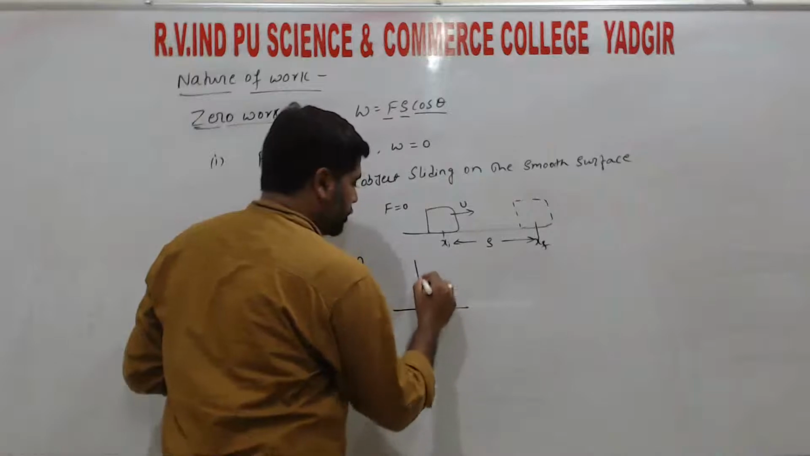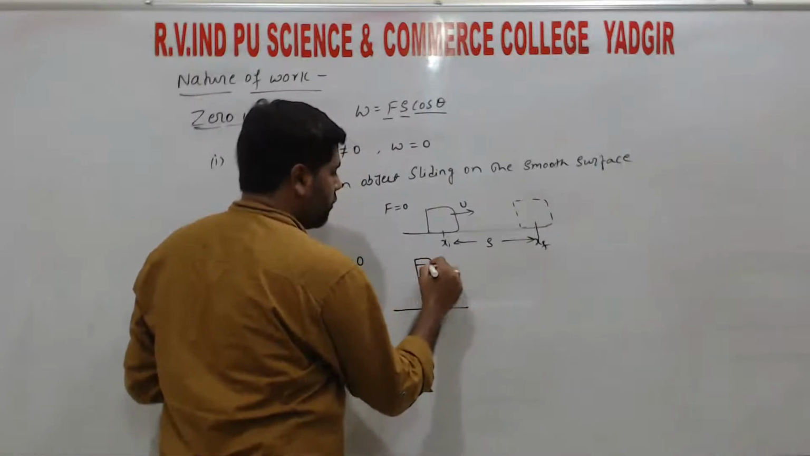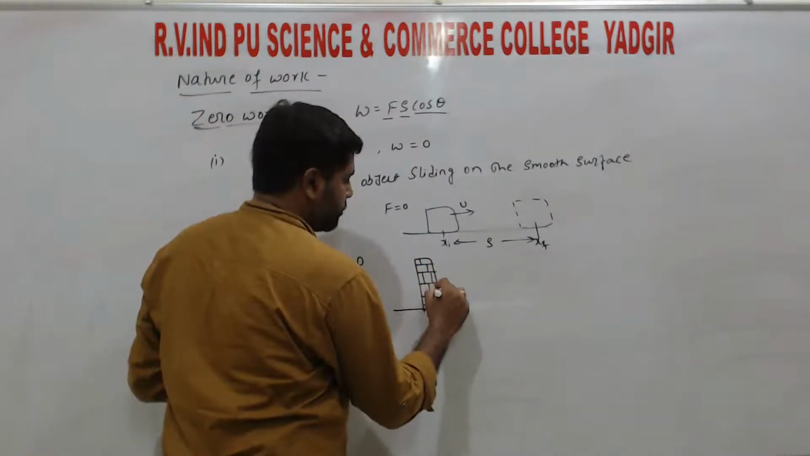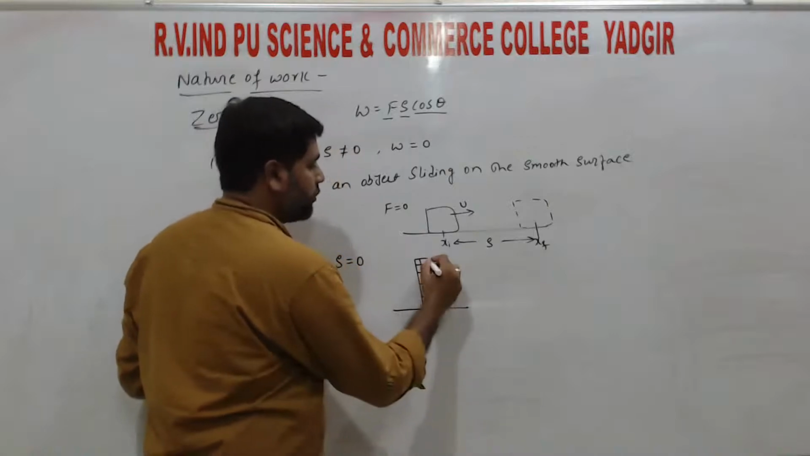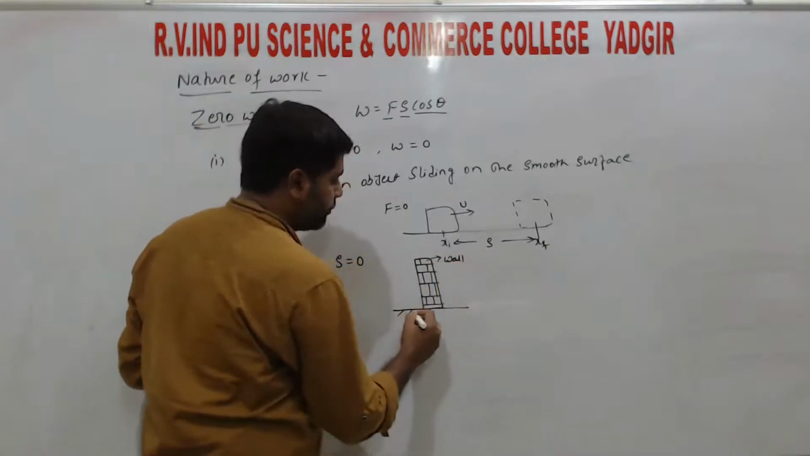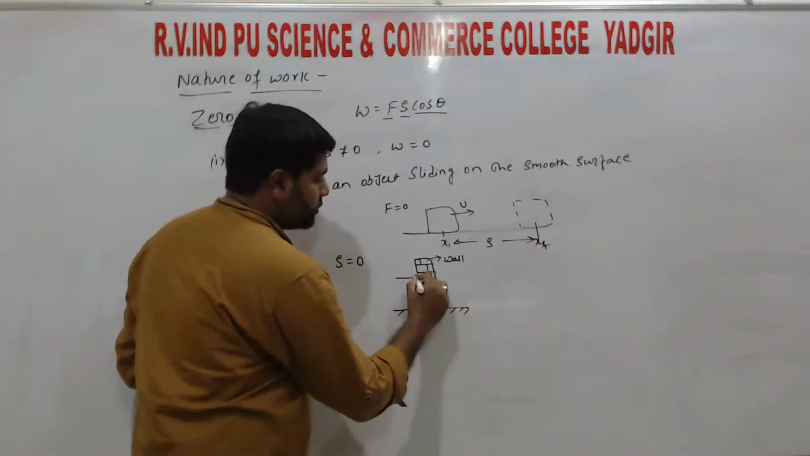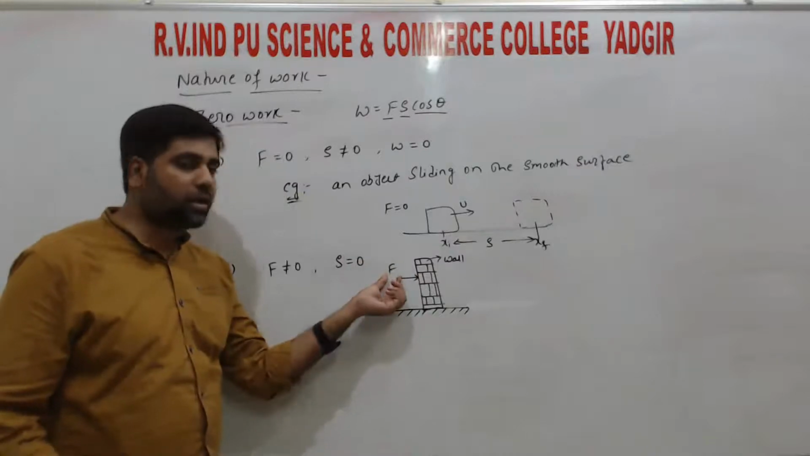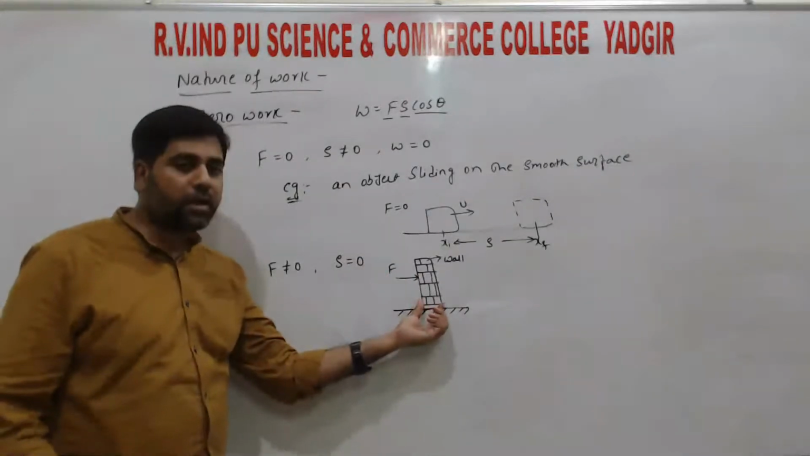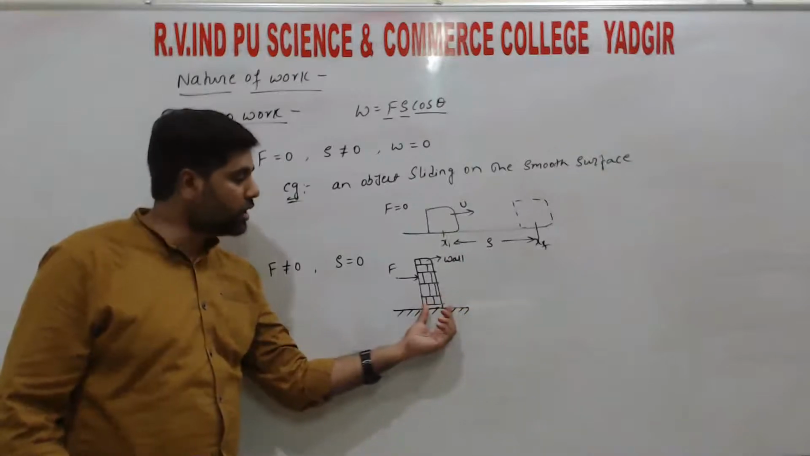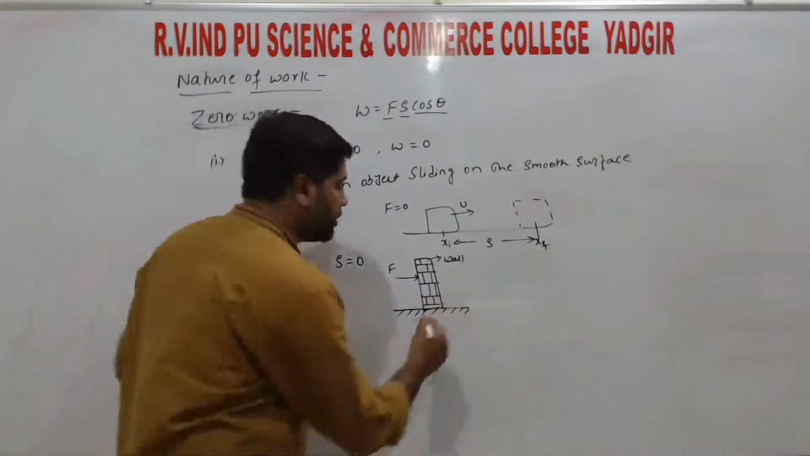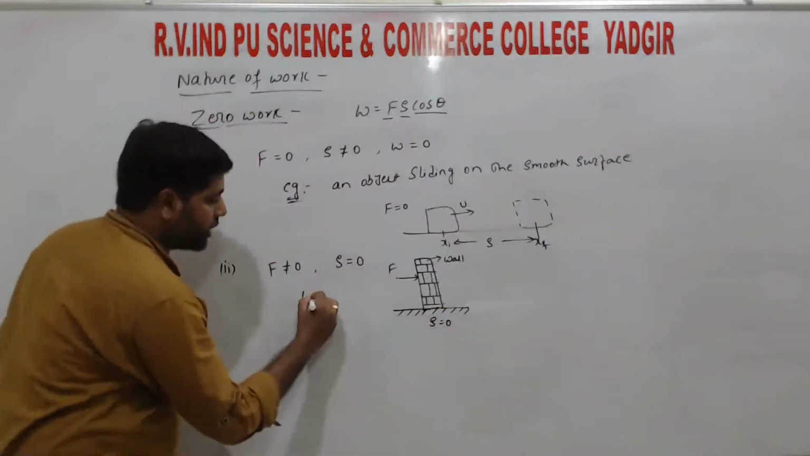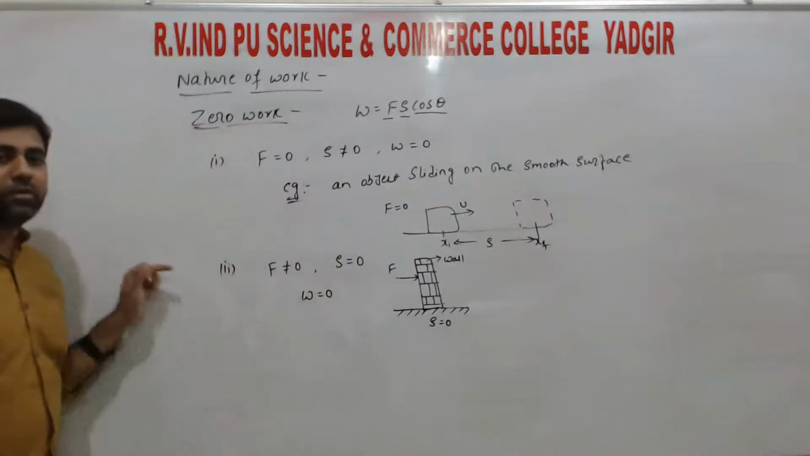So if you are pushing or pulling a wall, you are applying some force, but the wall does not displace its position. The position does not change, so the displacement is 0, and even though force is applied, the work is 0. So this one is the second case.